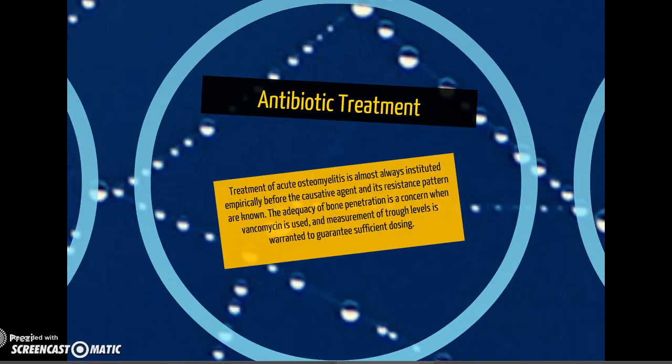Antibiotic treatment. Treatment of acute osteomyelitis is also almost always instituted empirically before the causative agent and its resistance pattern are known. The adequacy of bone penetration is a concern when vancomycin is used, and measurement of serum levels is warranted to guarantee sufficient dosing.